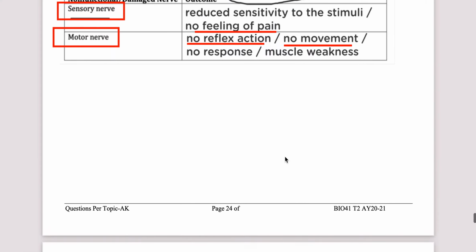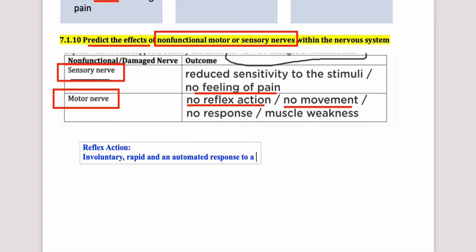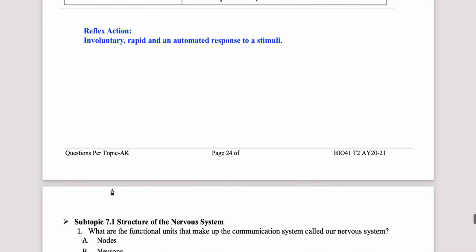Remember one more thing, there is something called reflex action. Okay, so this is a very important part of it, that is called reflex action, which is an involuntary, rapid, and automated action, or response you can say, to a stimulus. So we say that this is called reflex action.